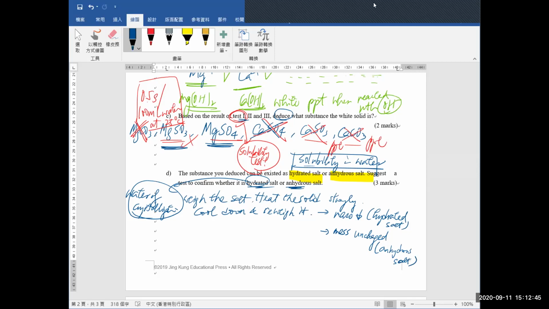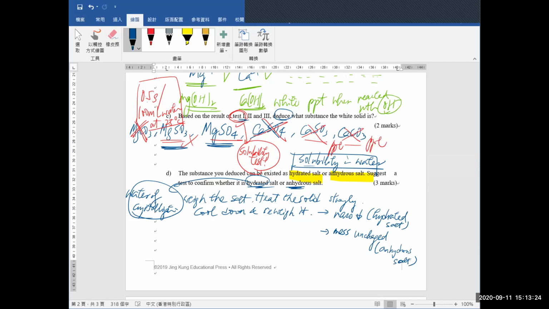How many of you would agree with that proposal? We weigh the salt, heat the salt strongly, cool down, and weigh it, and see if we have a mass drop. If we have a mass drop, it is the hydrated form; no change, anhydrous. Agree? Not sure, because when you are testing whether it is a hydrated salt, the testing process just turns it into an anhydrous salt.